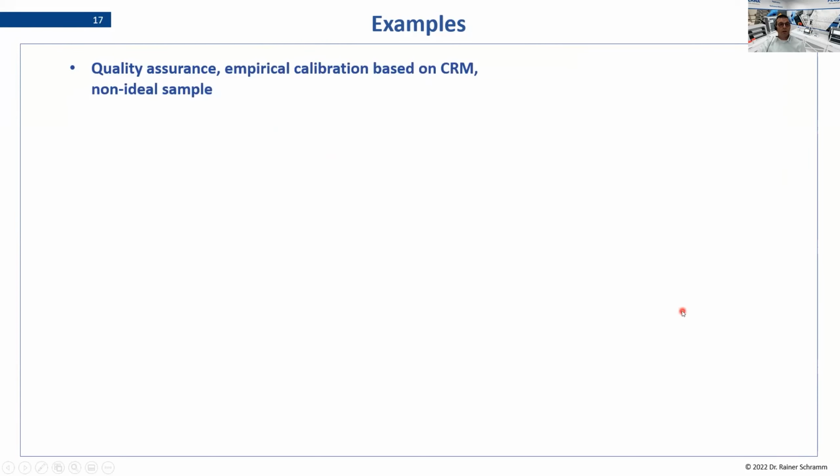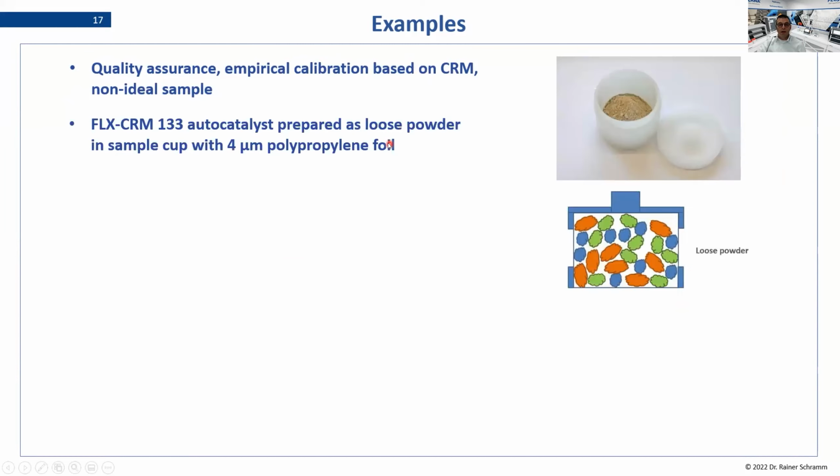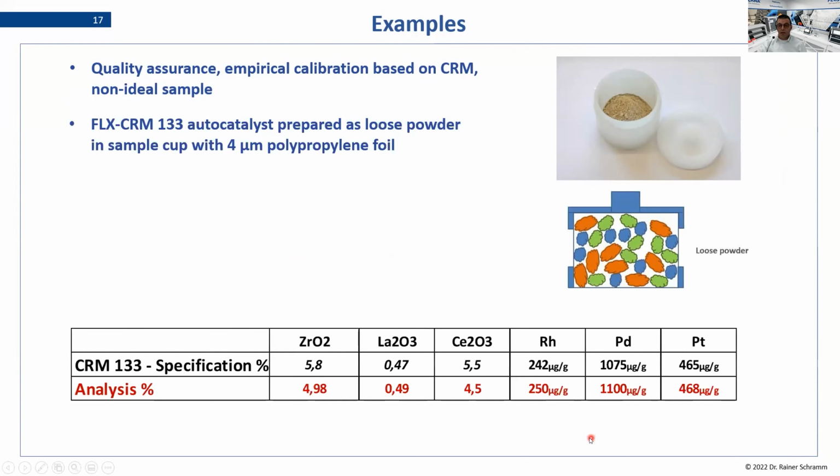Another example, if we make a QA with a non-ideal sample, and here I just use, for example, car catalysts prepared as loose powder. So we just put the powder into a sample cup. So we have here this situation, and then we measure it. And here the interest is mostly only on the precious metals you will find in that material. And why does this work so well? It is because our elements of interest have a high atomic number with a very high penetration depth.